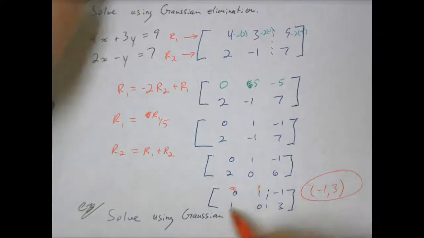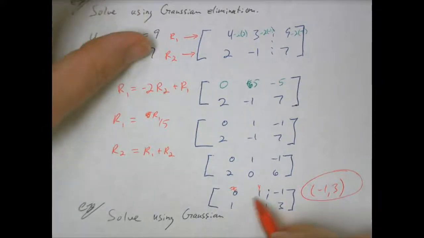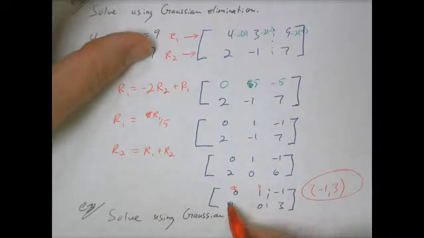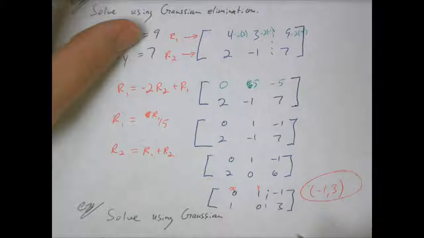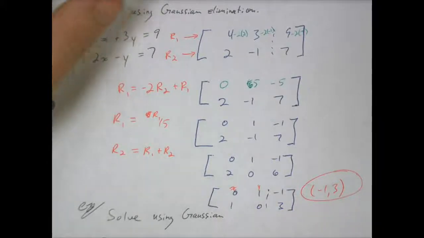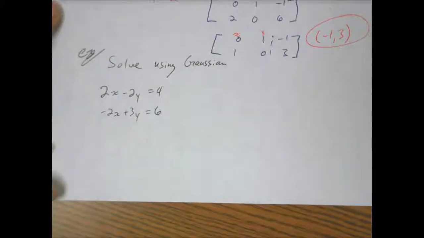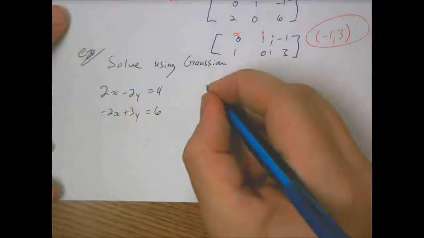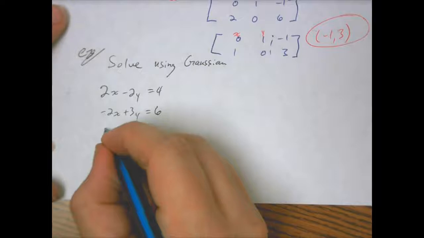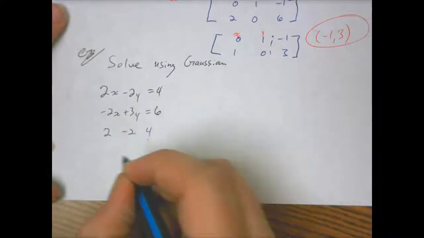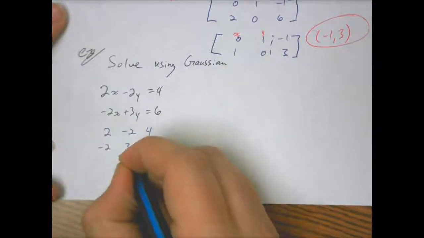So again, we're trying to get ones in our diagonals. It doesn't matter which diagonal, but as long as we have just one y in all of our equations and one x in all of our equations, that tells us what the variables equal. All right, I'm going to do another one with you guys. In this one, we have 2x minus 2y, so we have 2, -2, 4, and -2, 3, 6.